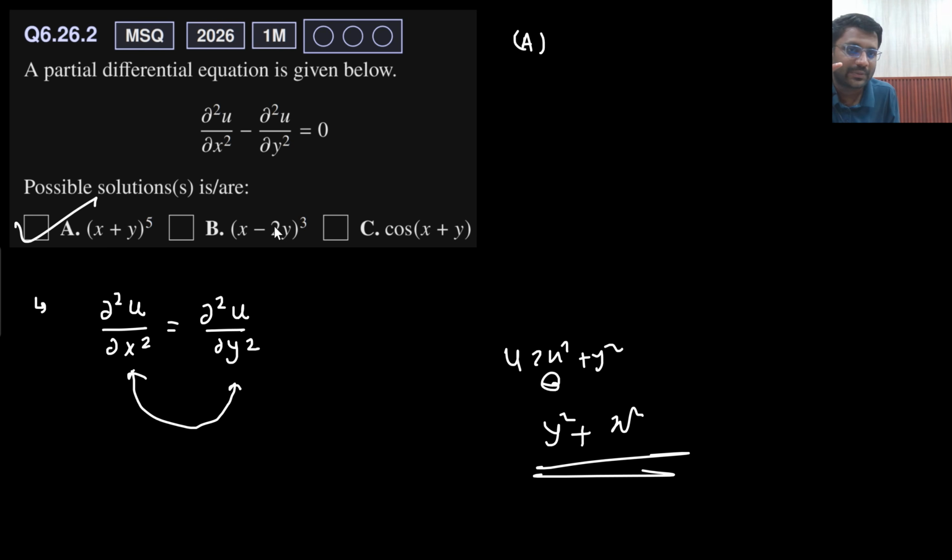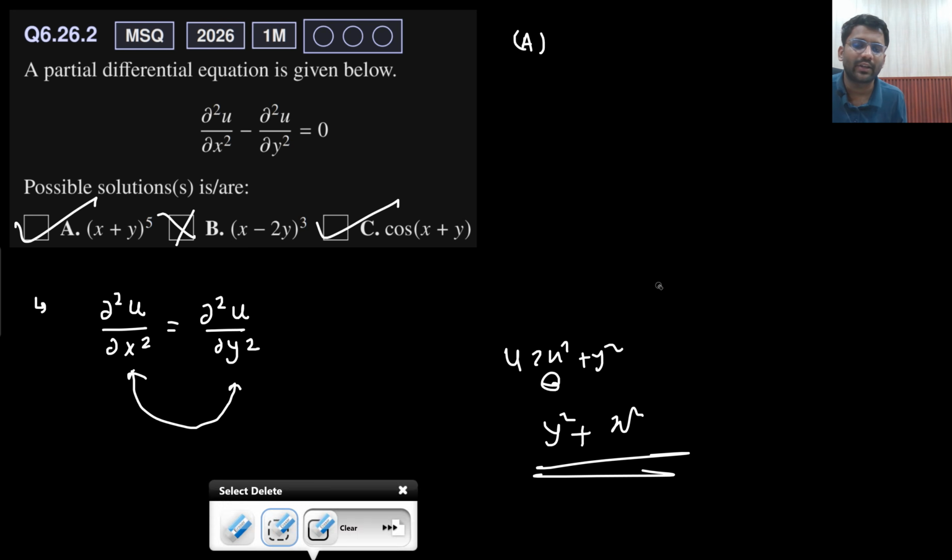In this option, if I put y in place of x and x in place of y, is it changing? Absolutely, because it will become y minus 2x whole cube. That is different. Wrong. Here, cos of x plus y or cos of y plus x, both will be same. A and C will be the answer. You can check as well. How will you check?